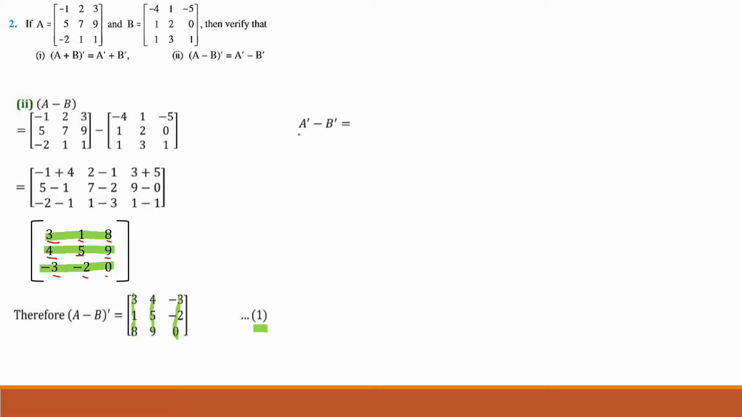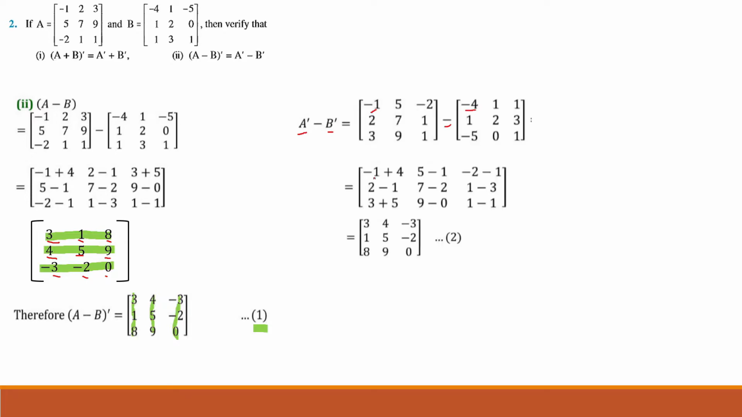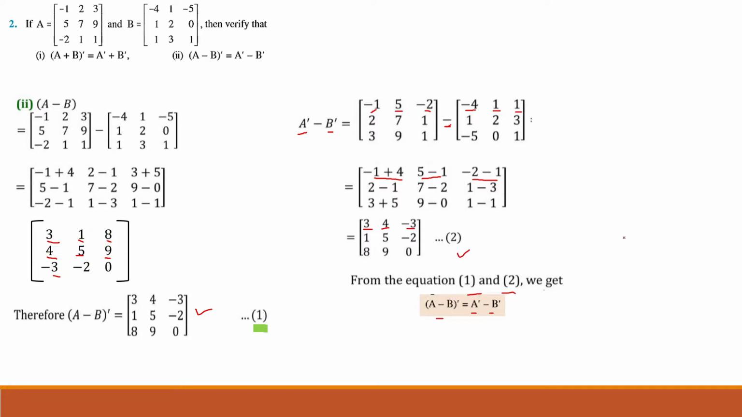And in the first question we had already found A dash and B dash. We'll just subtract these two now, which is -1 plus 4, 3, 5 minus 1, 4, -2, -1, -3 and similarly for the second row and third row. And here also we can clearly see that the answer of the first equation is equal to the answer of the second equation. So therefore A minus B the whole transpose is equal to A transpose minus B transpose. You can pause this video to note this down.